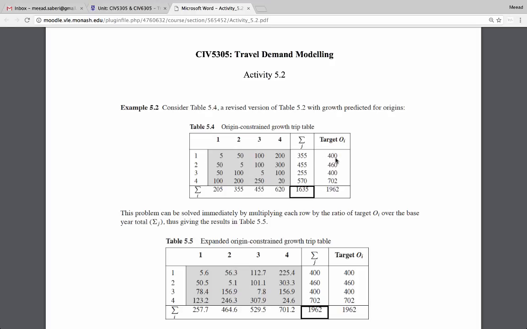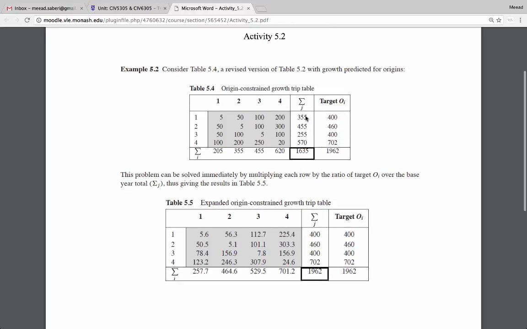So the growth factor here would be 400 divided by 355. For zone 2, the growth factor would be 460 divided by 455, and so on. And what you need to do next is you simply multiply the growth factor that you obtained for each zone, for each row, to each cell in that row to get the new values of Tij for the future year. You continue that using the growth factor of each row, and you apply it for the cells in that row to get all the cells completed in the future year OD trip matrix.